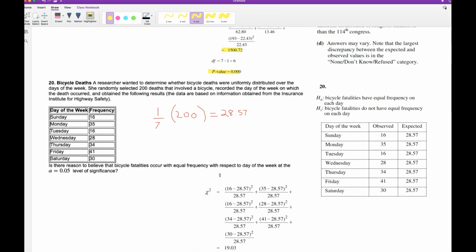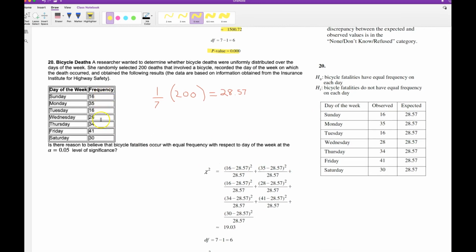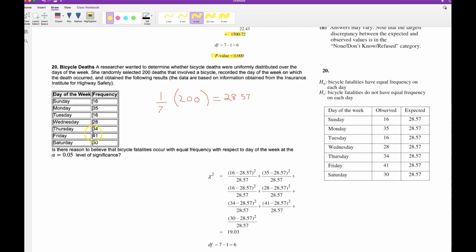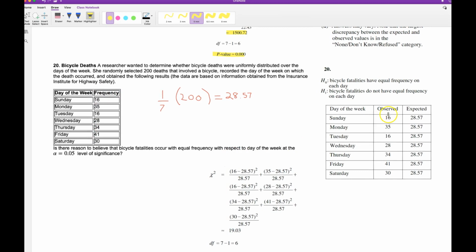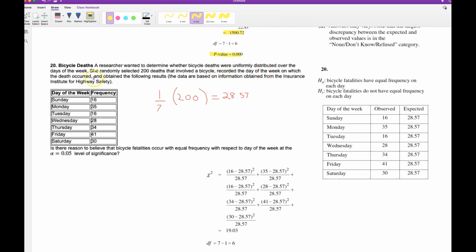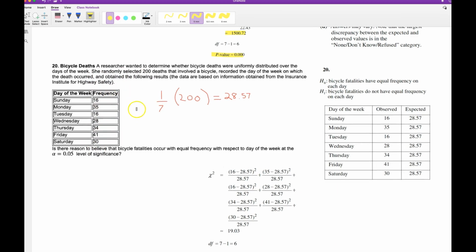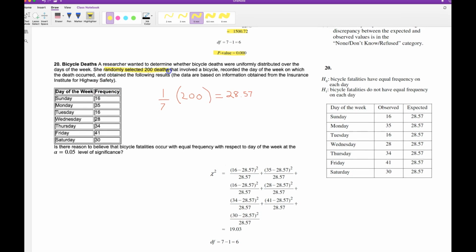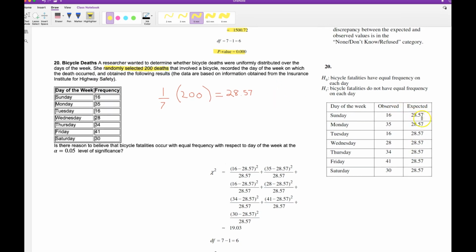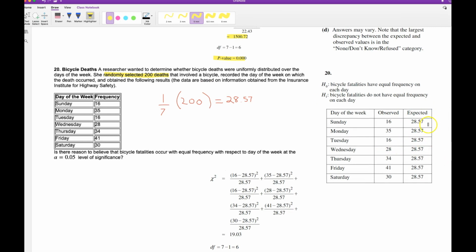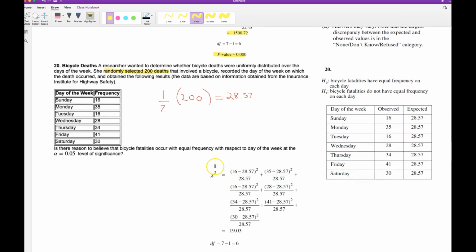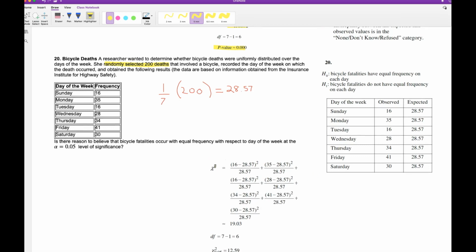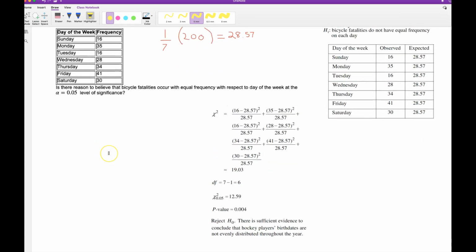And then the last one here is the number of bicycle deaths during the week, and we want to know if those are equally distributed across the days. Do certain days have more frequency than the others? So if it was all random, out of 200 deaths, we would expect 28.57 per day. That's what we would expect. And so we could run the goodness of fit test again.